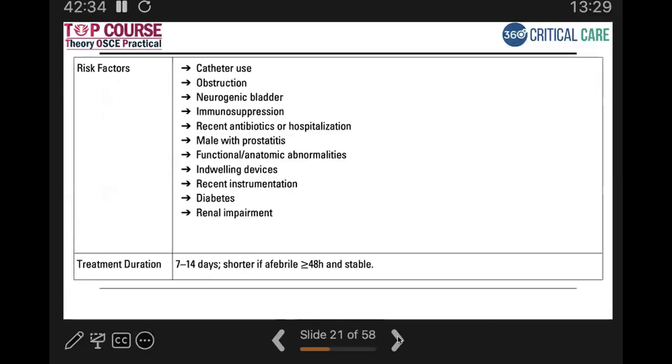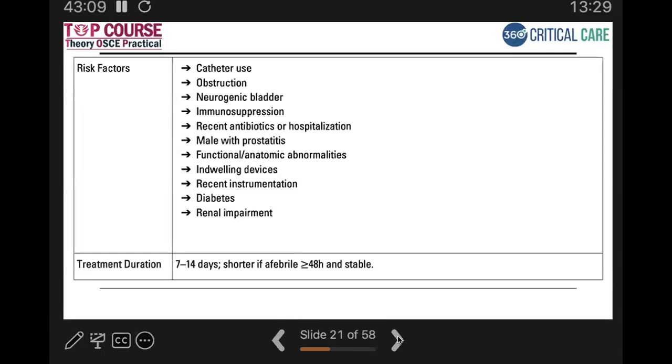And the major risk factors, as we already discussed: catheter use, obstruction, neurogenic bladder, immunosuppression, recent antibiotics and hospitalization, any male patient with prostatitis, functional or anatomical abnormalities, recent instrumentation, and any underlying renal impairment. Keep all of these risk factors in your list, and see whether anything can be modified to help the patient prevent any recurrence. Okay.